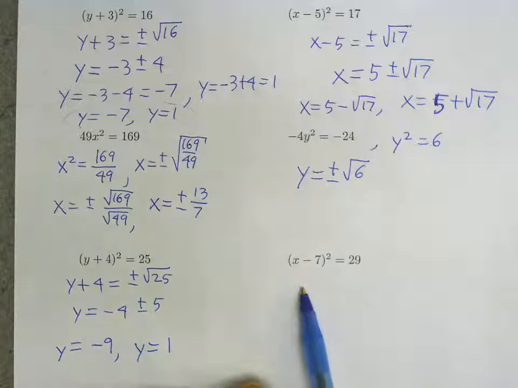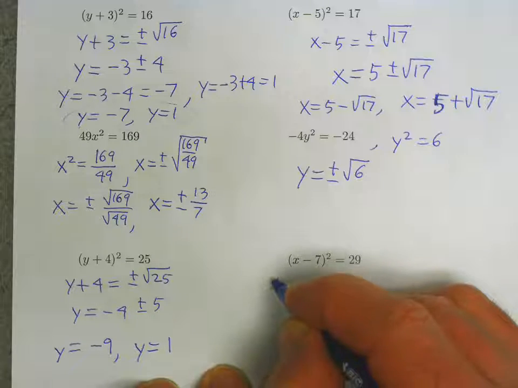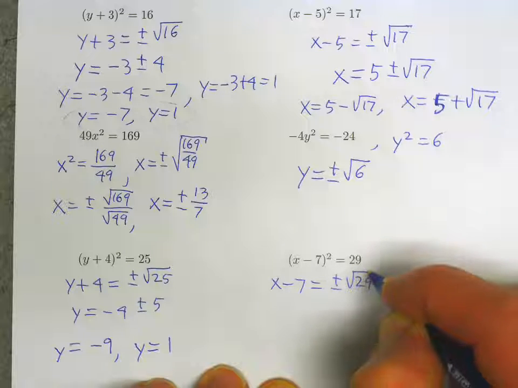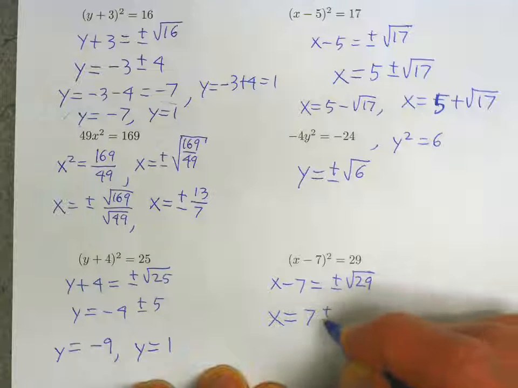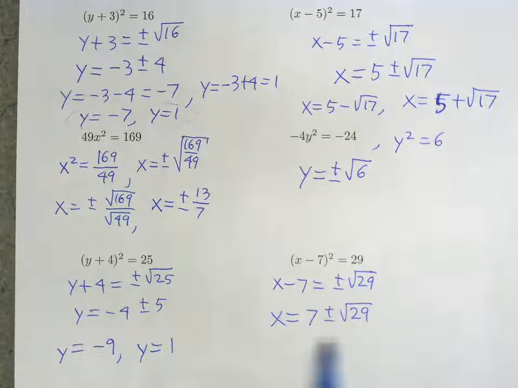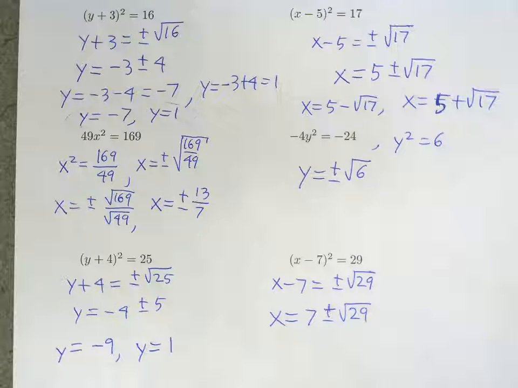Okay, the next one, the binomial x minus 7 squared equals 29. So apply the square root property, and we get x minus 7 equals positive and negative square root of 29. And then we can add 7 to both sides, so we get x equals 7 plus and minus square root of 29. The square root of 29 cannot be simplified further, so those are the two solutions. We'll look at some more examples. Some are just a little bit more complicated.